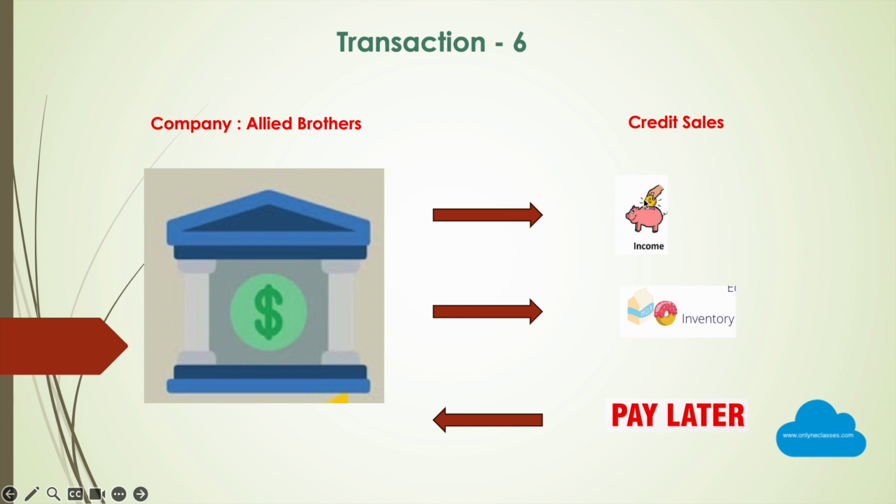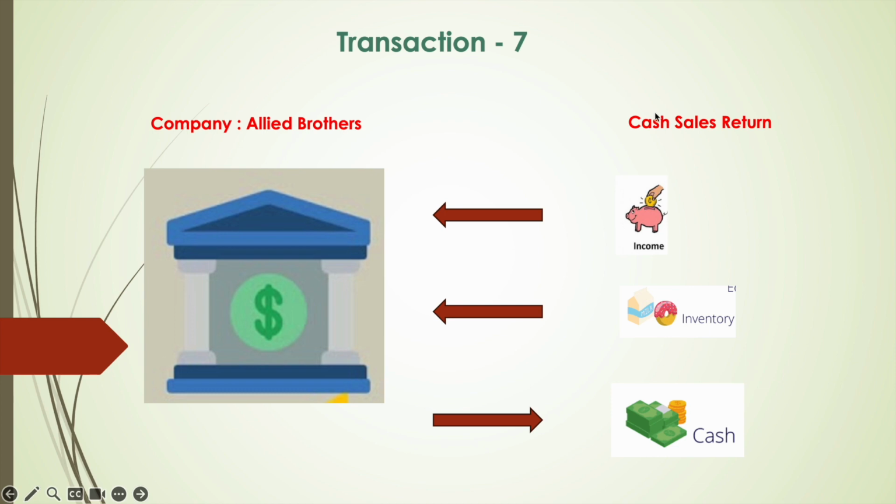However, they also carry the risk of non-payment or delayed payment, which can impact the seller's cash flow and financial stability. In this example, Allied Brothers is the seller. Allied Brothers sell the goods to the customer on credit. Customer will pay the payment later as per the agreed terms.